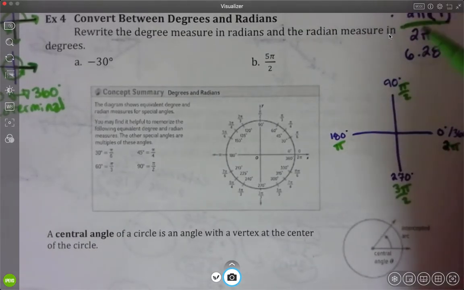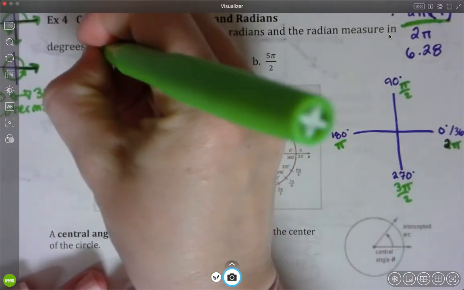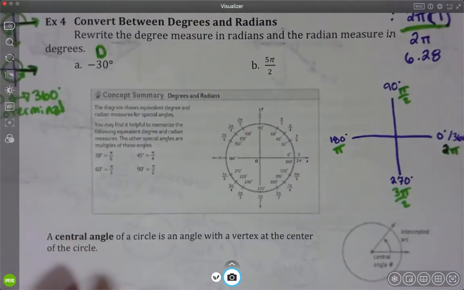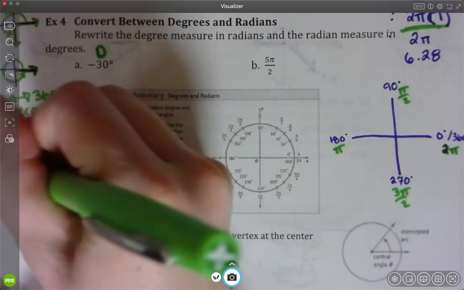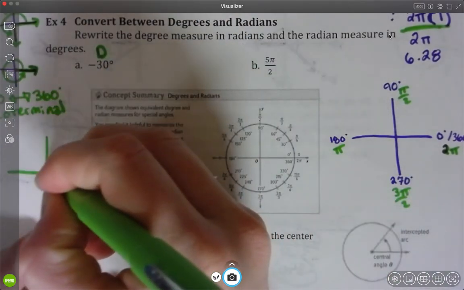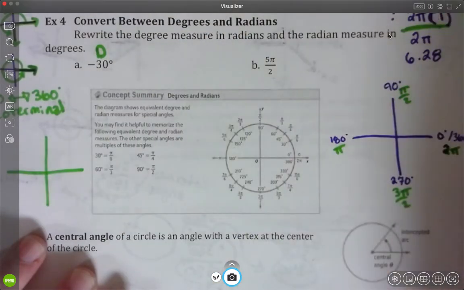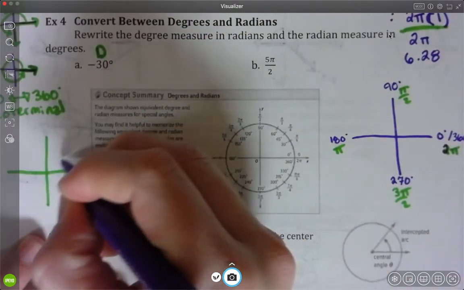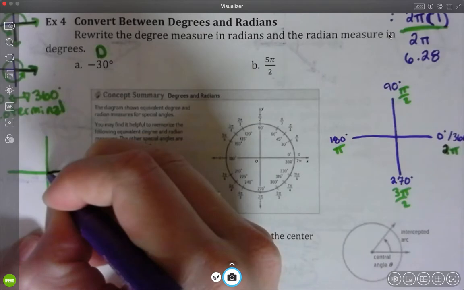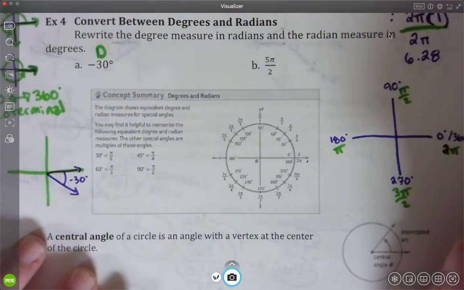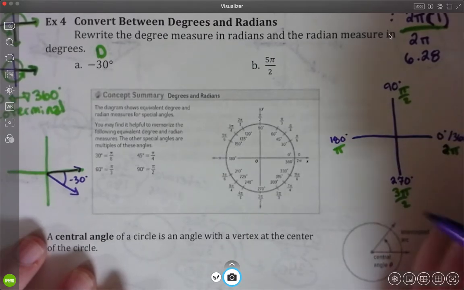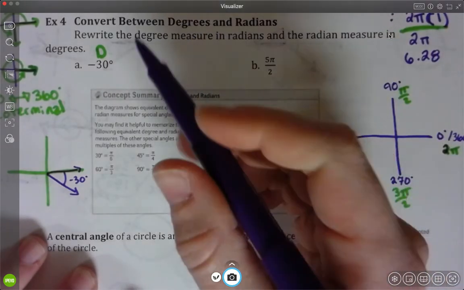So this guy is in degrees. -30 is a degree measurement, okay? So think about where -30 would be, okay? +30 would be up here in the first quadrant, something like this. -30 will be down here, just 30 degrees below the x-axis. Okay, so that would be -30 degrees approximately. They want us to rewrite this degree in radian measure.